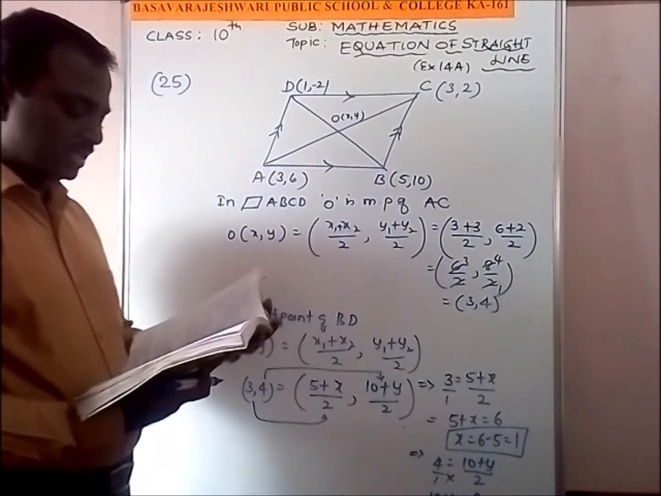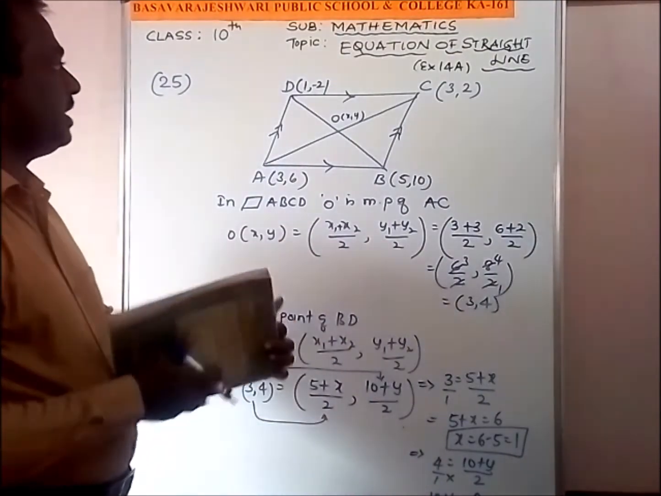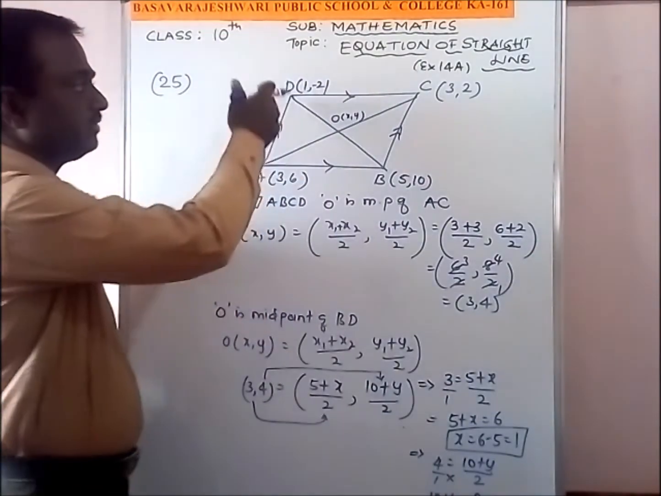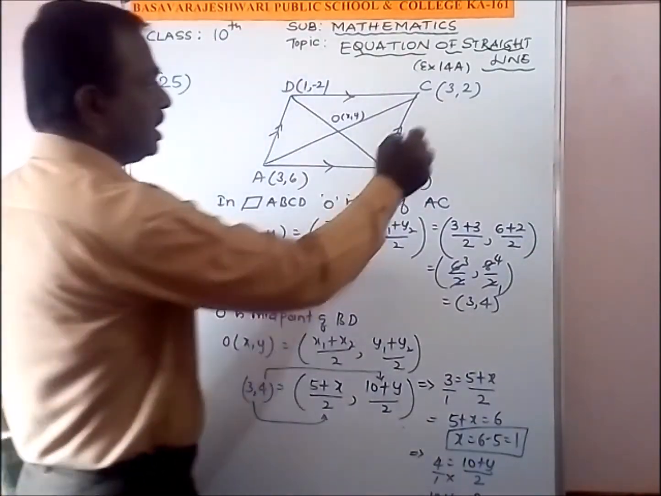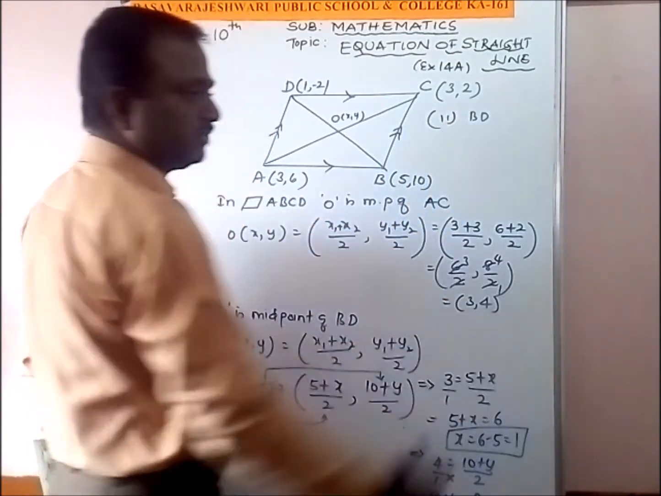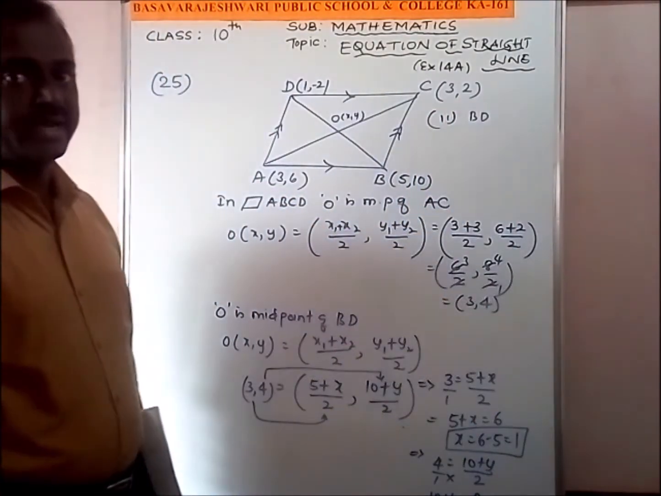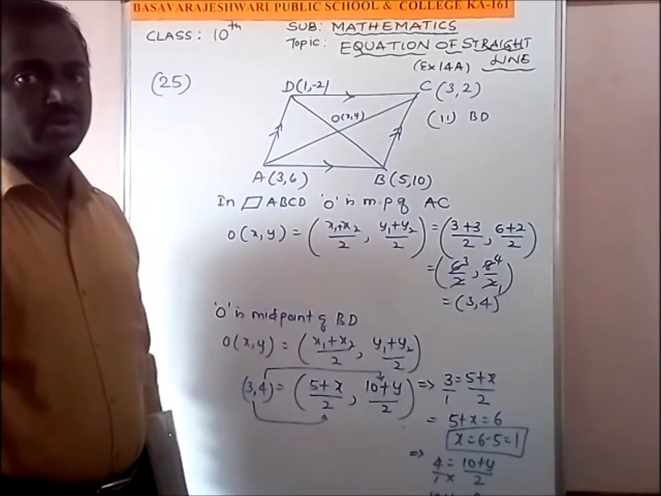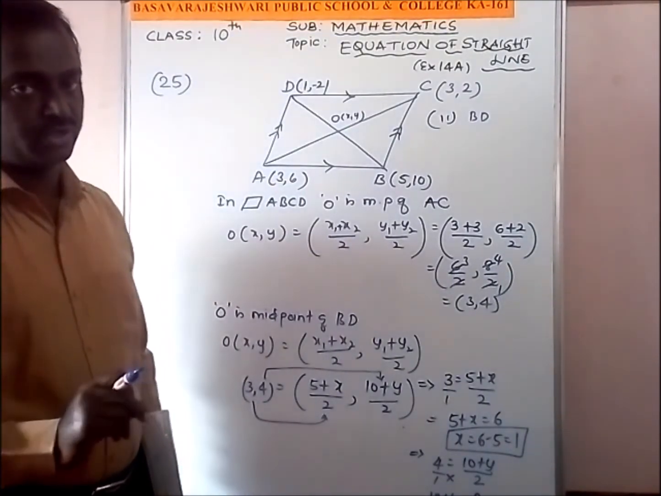Next question, what they are asking is the length of diagonal BD. How to find the length of the diagonal BD? You know already. Use the distance formula: root of (x2 minus x1) whole square plus (y2 minus y1) whole square. That is homework I am giving for you.